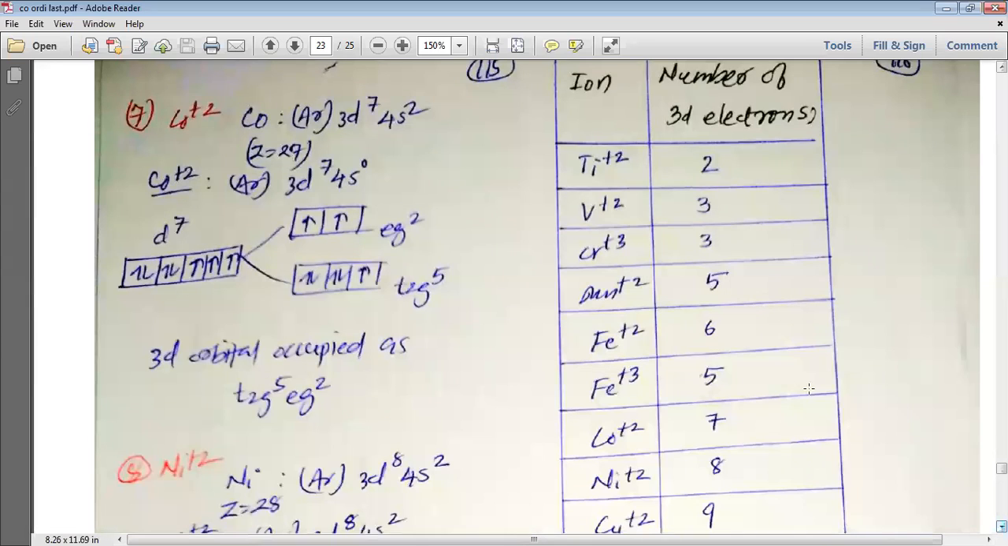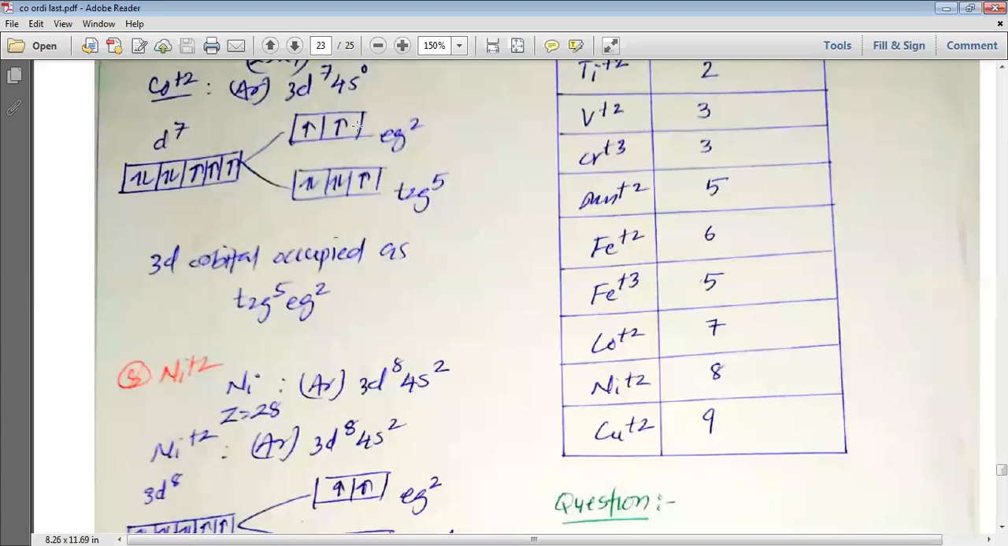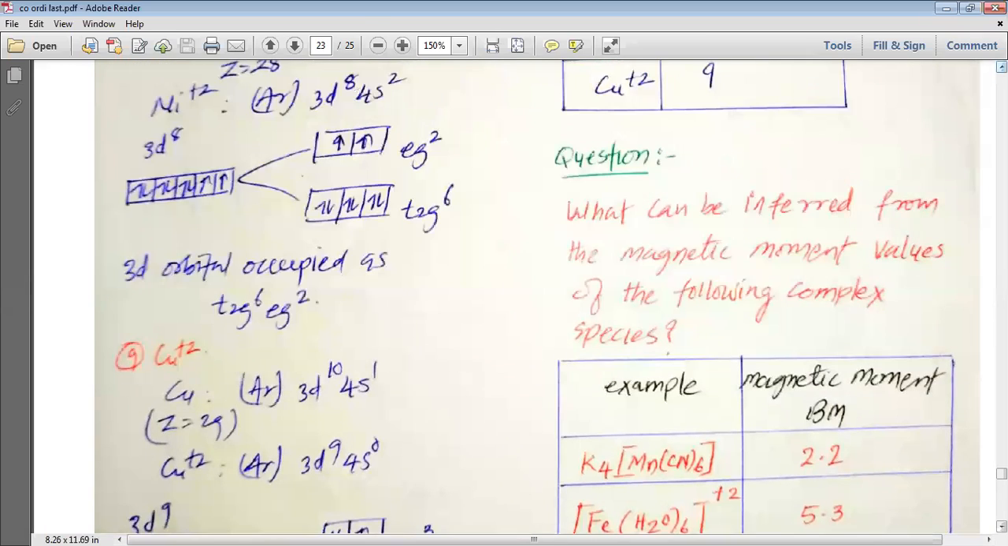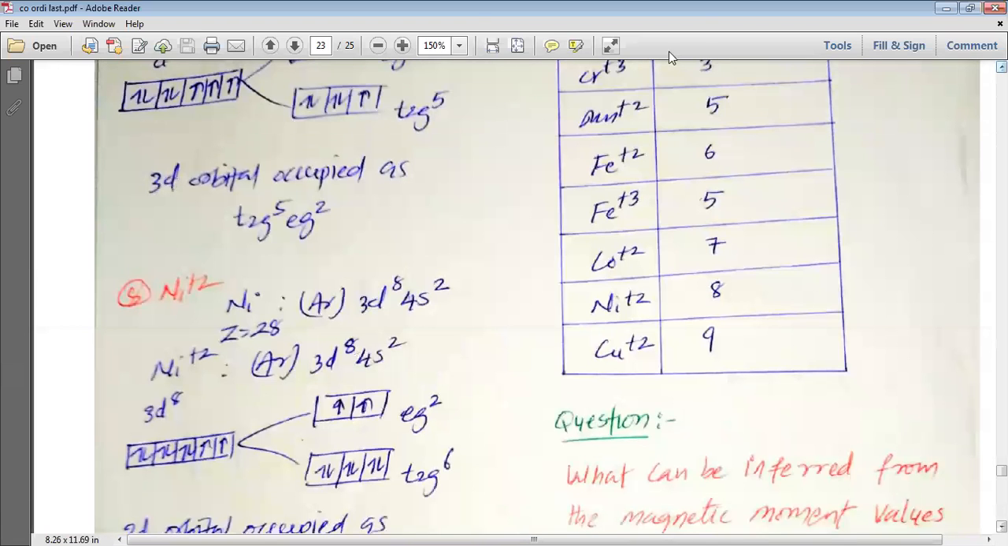The seventh case, cobalt plus 2. Cobalt Z is equal to 27, argon 3d7 4s2, Co plus 2, argon 3d7 4s0. So we have d7, where the first two orbitals are paired and 3 orbitals are unpaired. So when d orbital splitting takes place, t2g has 5 electrons and eg has 2 electrons. So the 3d orbital occupancy is t2g5 and eg2. This is what we can understand for cobalt.